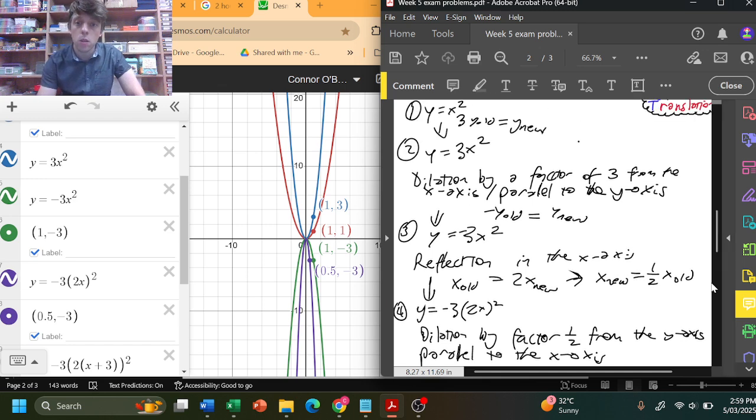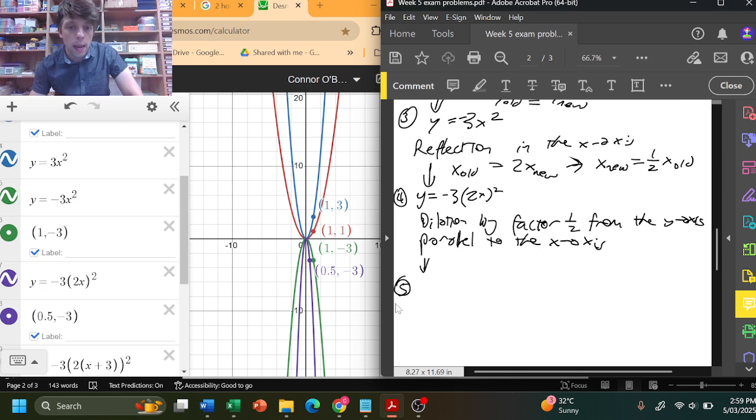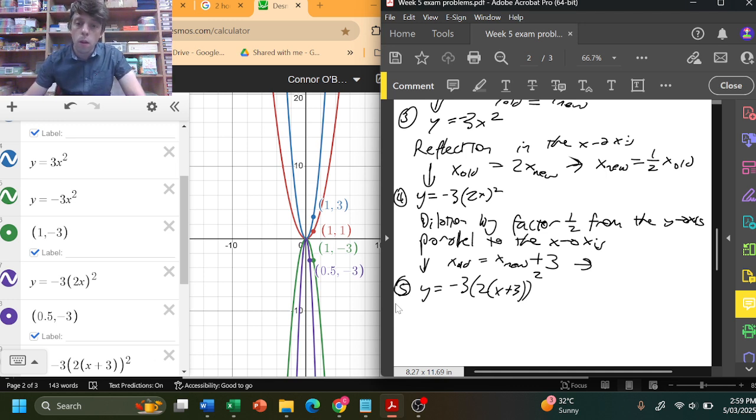Okay, so now I've got this equation here. What's next? The next two are pretty straightforward for most people. We're going to take that equation now, and we want to create the equation y equals -3(2(x plus 3)) squared. So what have we done here? We've taken the old x coordinate and replaced it with the new x coordinate plus 3. Instead of being x, it is x plus 3. So if we rearrange that in terms of the new x coordinate, we have taken the old x coordinate and subtracted 3.